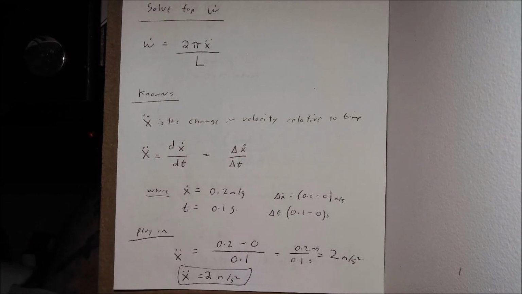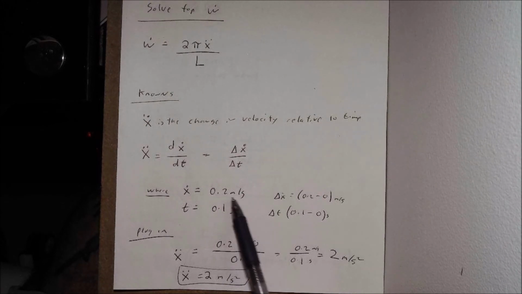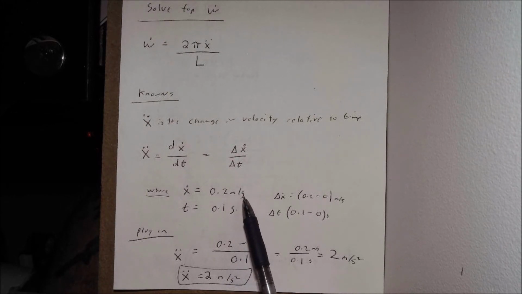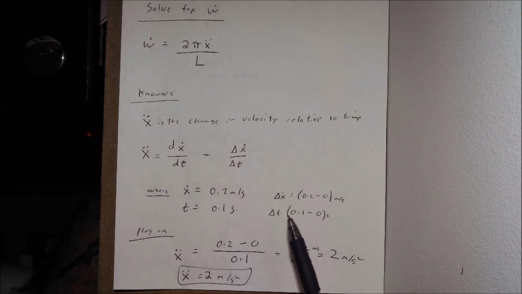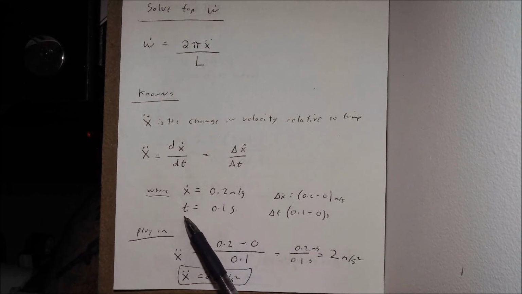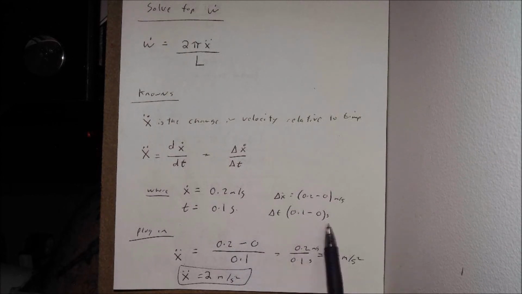Okay, what was my velocity? Well, my velocity was given to me as 0.2 meters per second. We know it starts from rest, so our change of velocity from rest to that is going to be 0.2 minus 0 in units of meters per second. We know at initial time it starts at 0, and we know the time of interest, when we have that velocity, is at 0.1 seconds. So our change in time, or delta t, is 0.1 minus 0 seconds. So I can plug that in here.